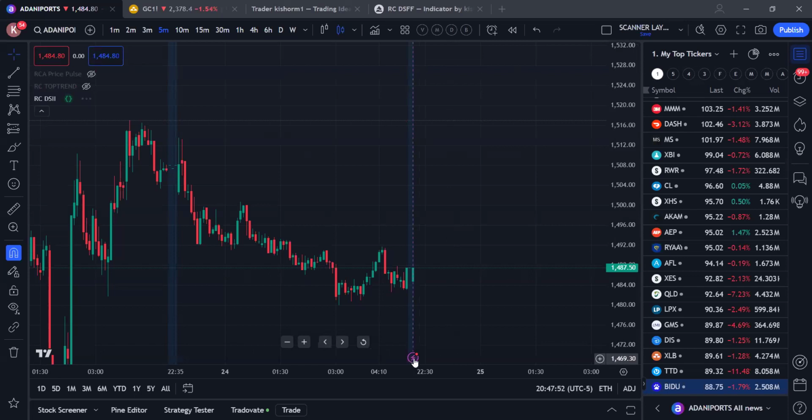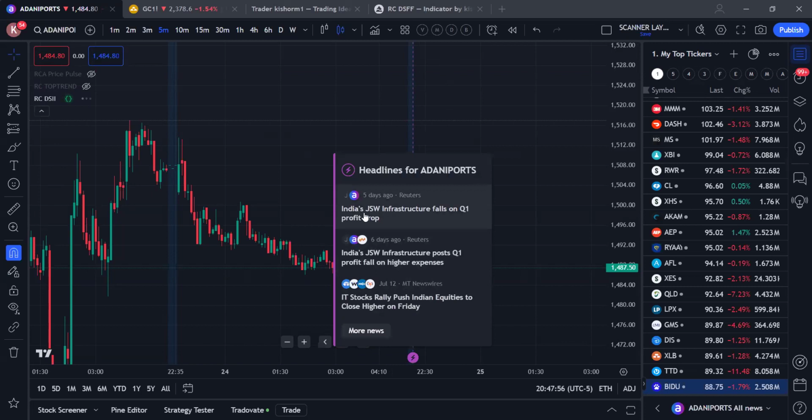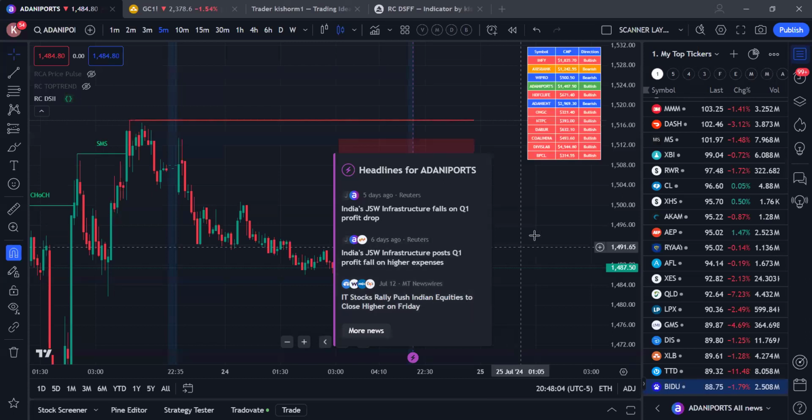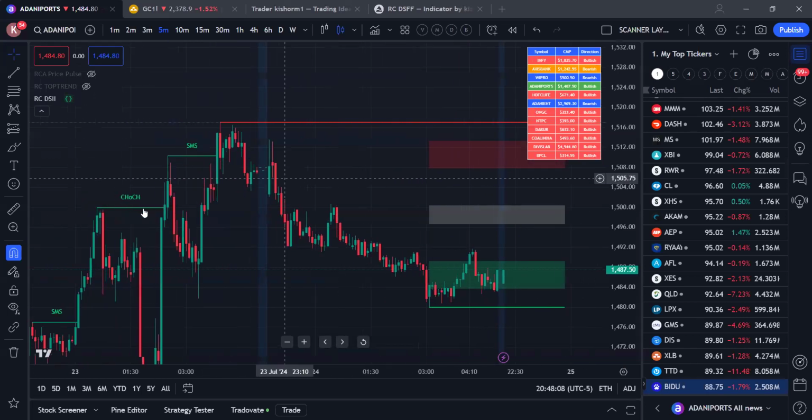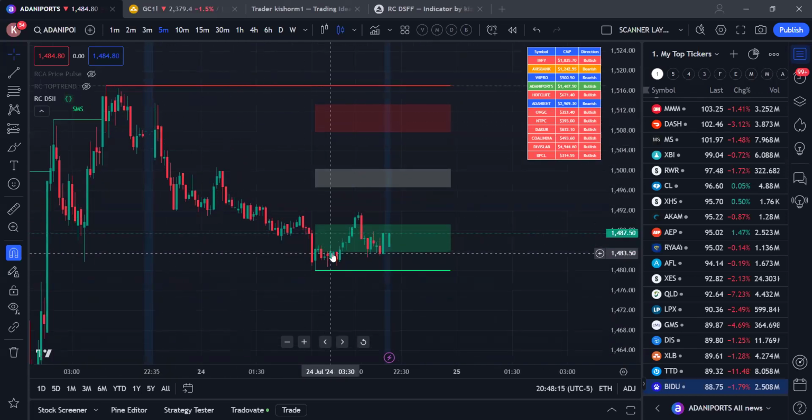So you can also see some news related to that stock here. If you click on this, India's JSW Infrastructure falls on Q1 profit drop. IT stocks rally push Indian equities to close higher on Friday. So Adani Ports, overall you can see green change of character, smart money shift, and then there was a pullback. Now it is in a discount area.